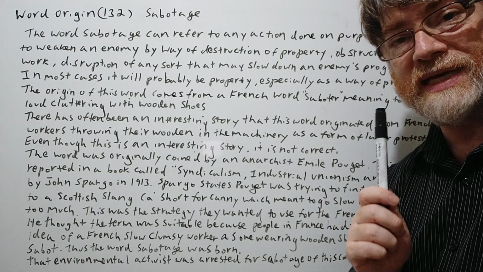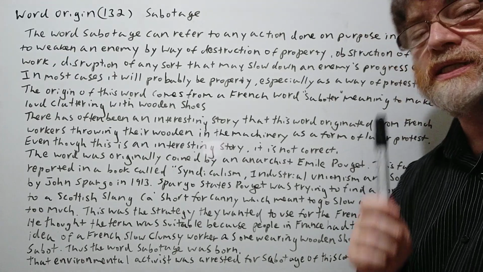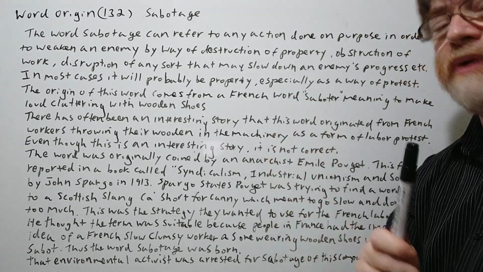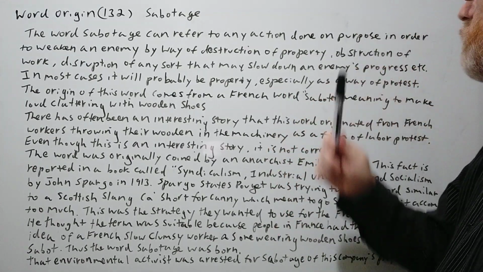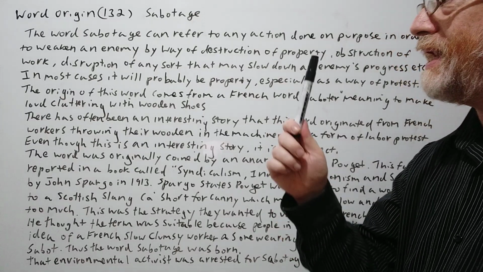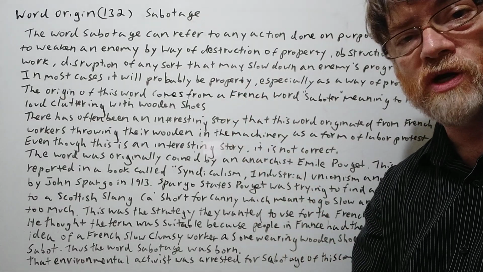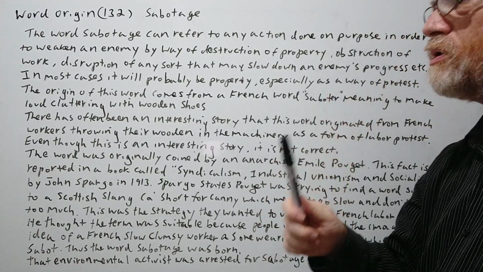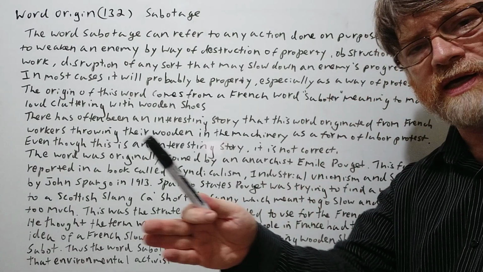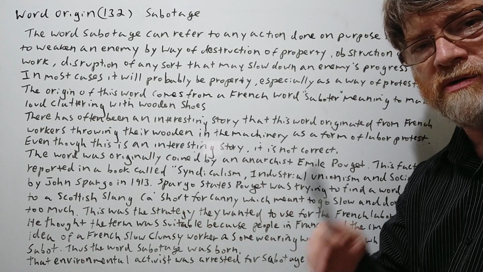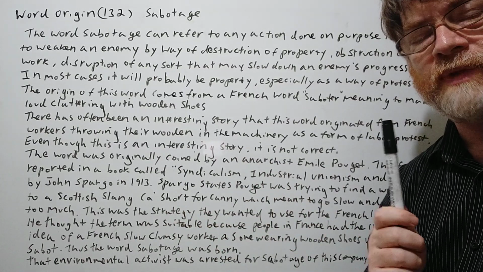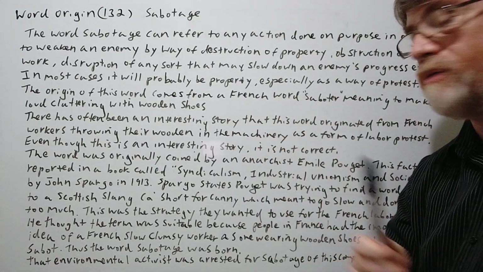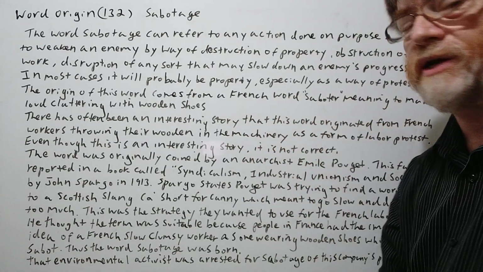The word origin today is sabotage. Okay, let's take a look at the note here. The word sabotage can refer to any action done on purpose in order to weaken an enemy by way of destruction of property, obstruction of work, maybe blocking the place where the workers go in or somehow stopping them from continuing their work, disruption of any sort that may slow down an enemy's progress, etc.